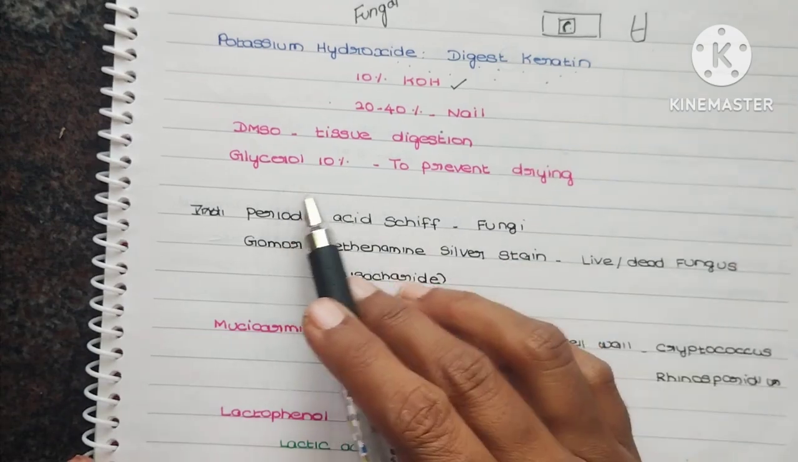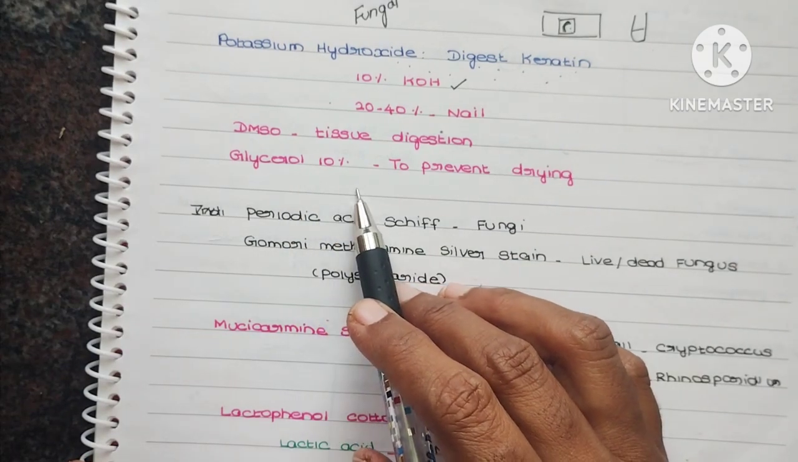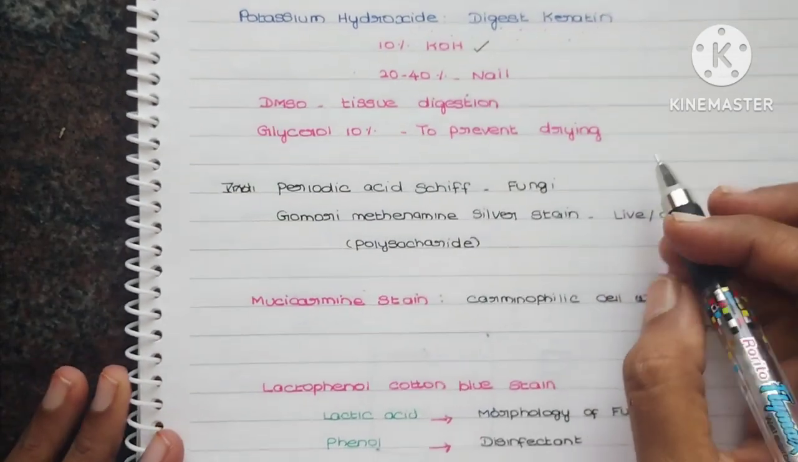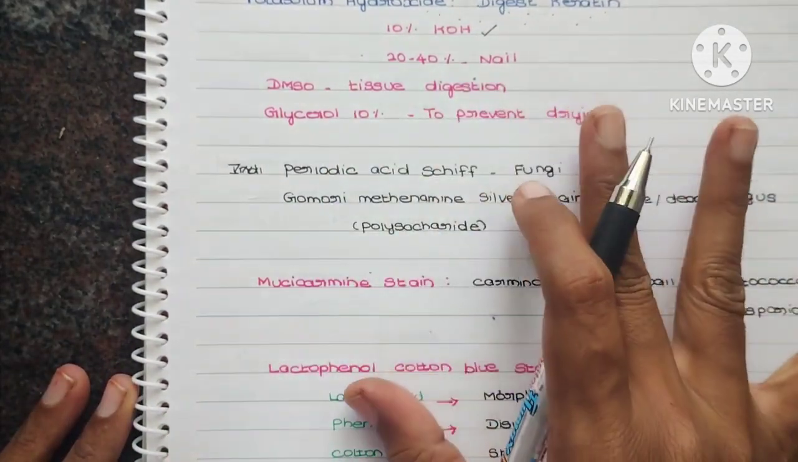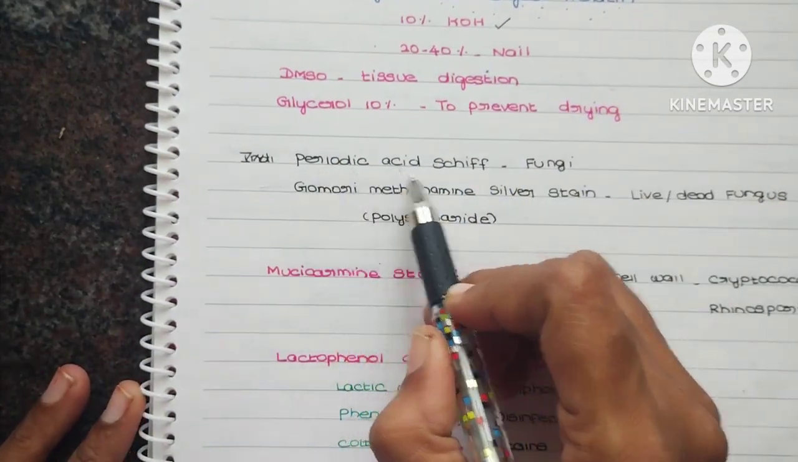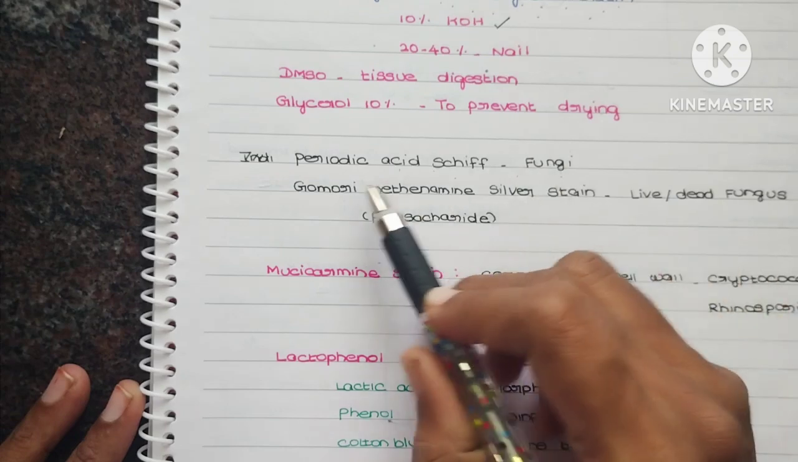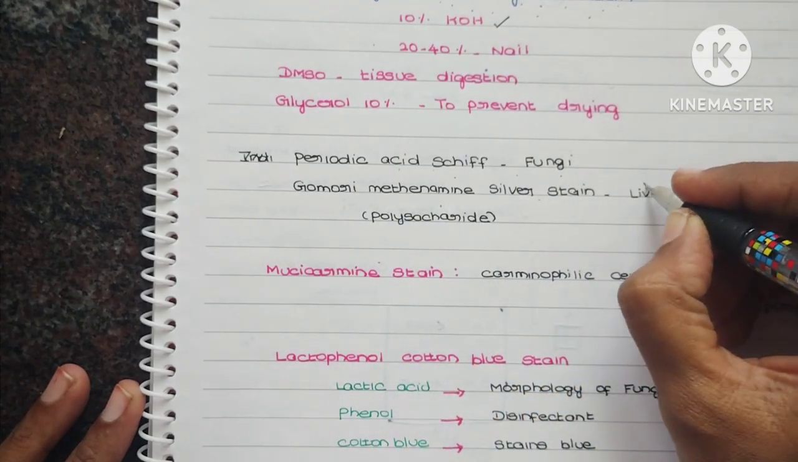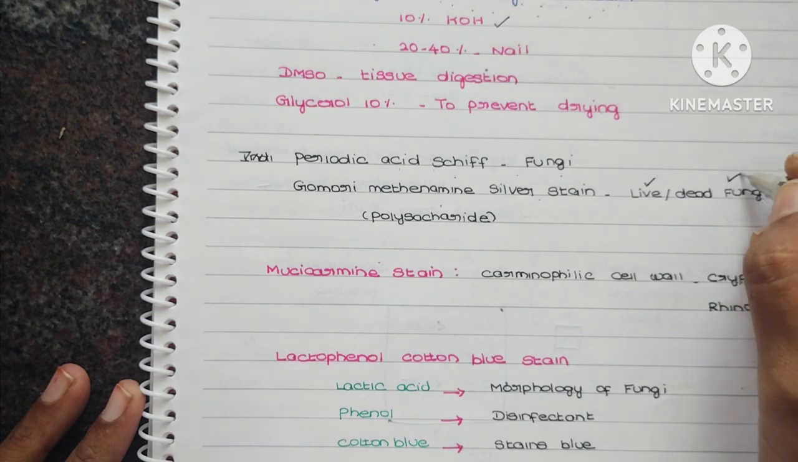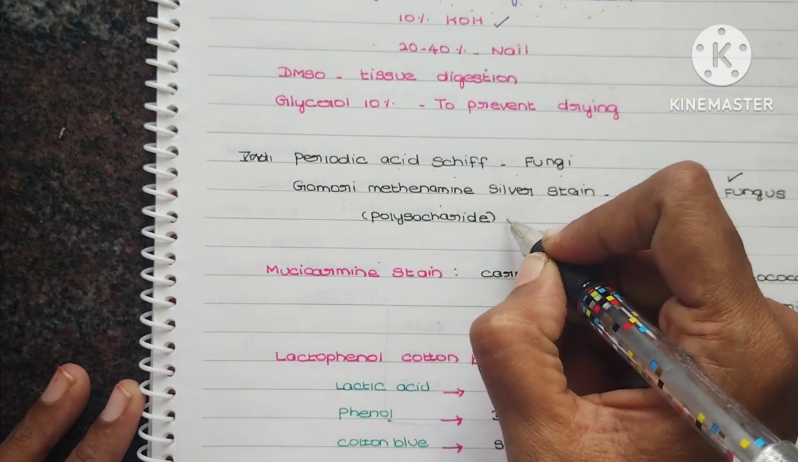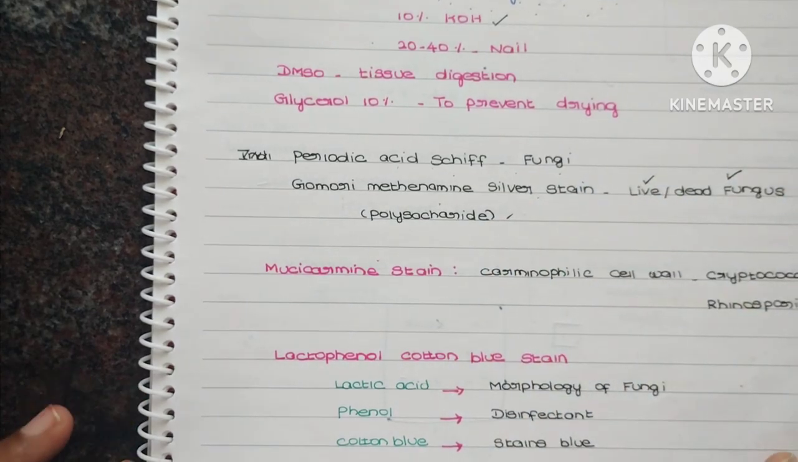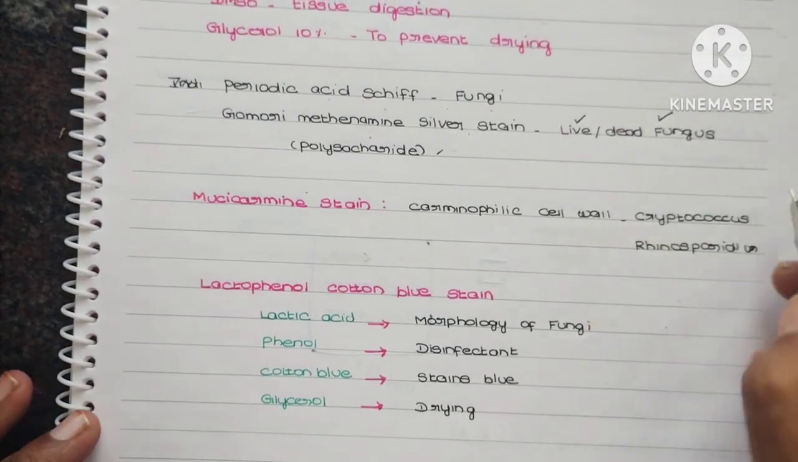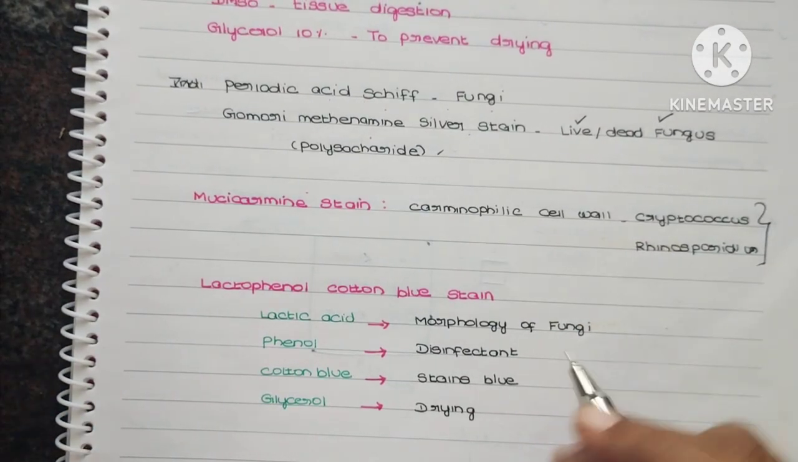So next, it is glycerol. Glycerol 10% is mainly to prevent the drying of the specimen. Here you won't remember everything. So next is periodic acid-Schiff, which is a fungal stain, and GMS, that is Gomori methenamine silver stain. Both will stain the live and the dead fungus. It mainly stains the polysaccharide of the cell wall. So next is mucicarmine stain. It stains the carminophilic cell wall, mainly for Cryptococcus and Rhinosporidium.